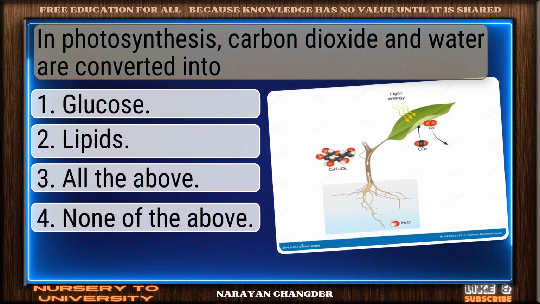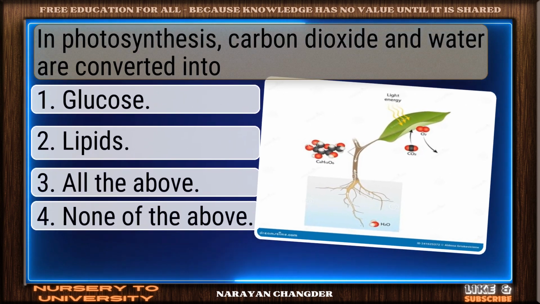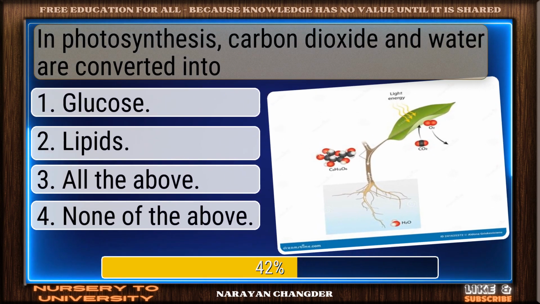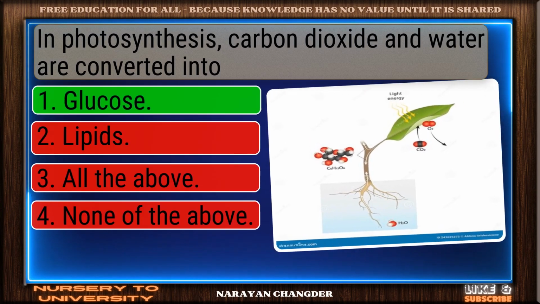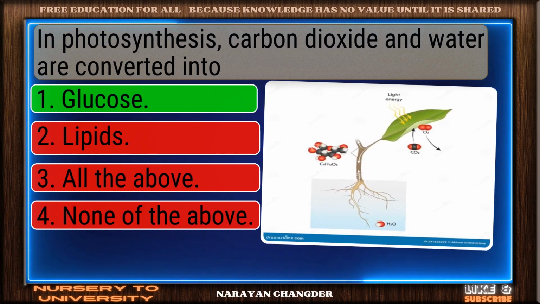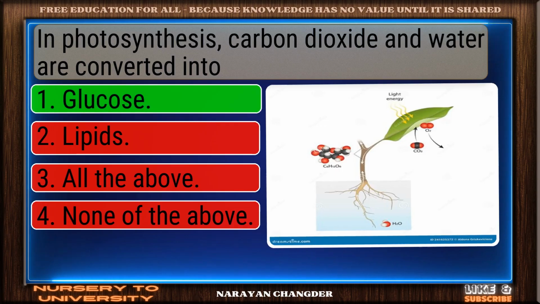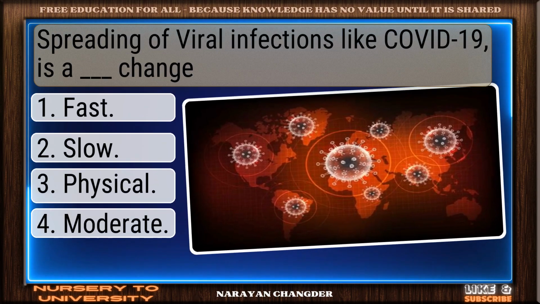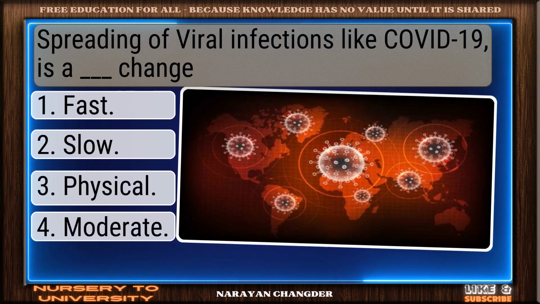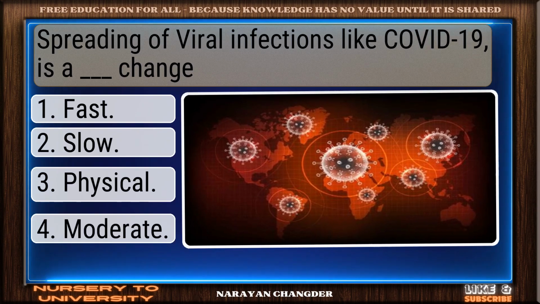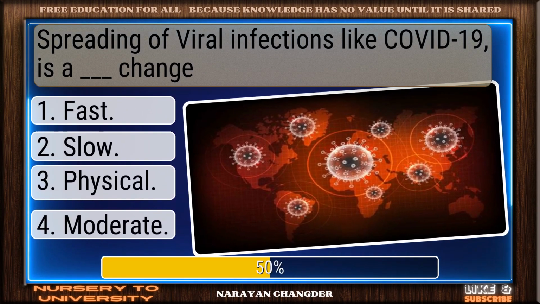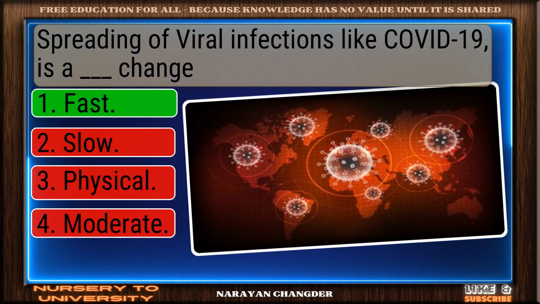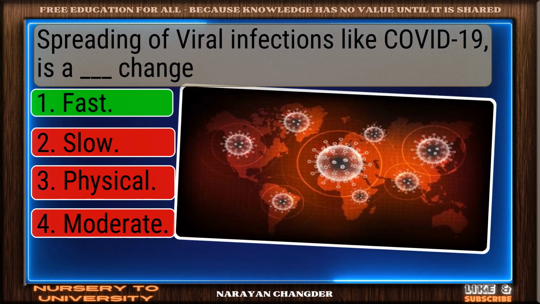In photosynthesis, carbon dioxide and water are converted into. Nice selection. Glucose is the correct and valid answer. Spreading of viral infections like COVID-19 is a dash change. Excellent choice. Fast is the right answer.